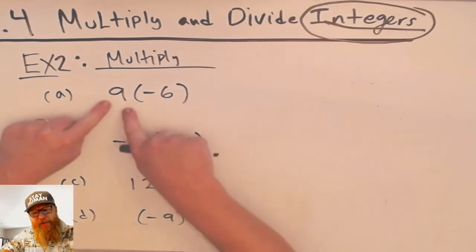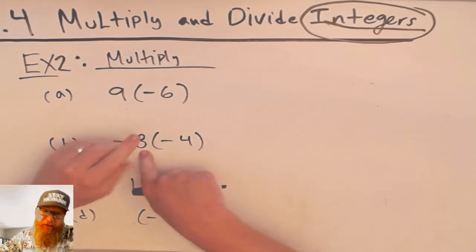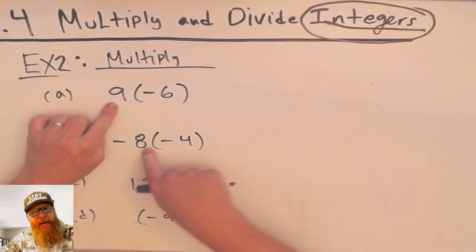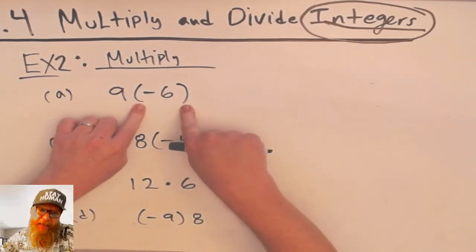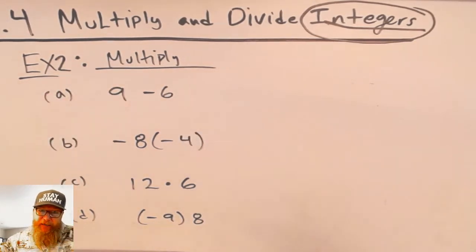Typically, the number that's out in front doesn't need parentheses around it. In front, I mean to the left. Mathematically, that's the front. However, the second number does need parentheses because think about it. If you take away the parentheses, it looks like subtraction.